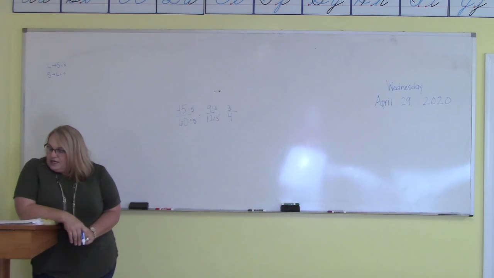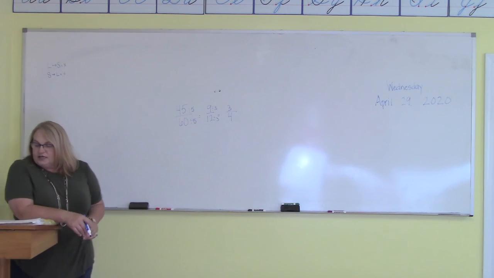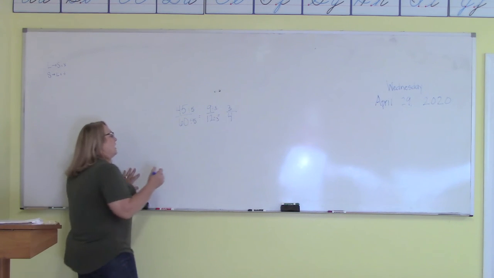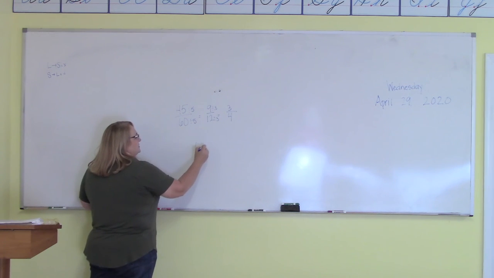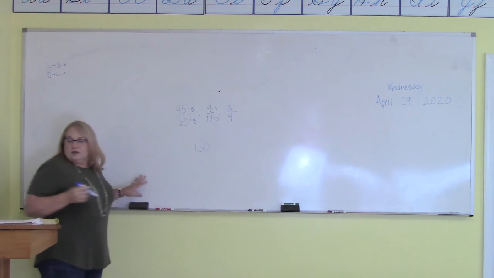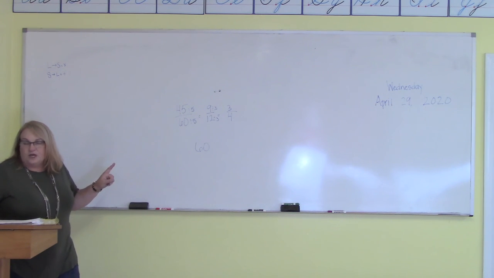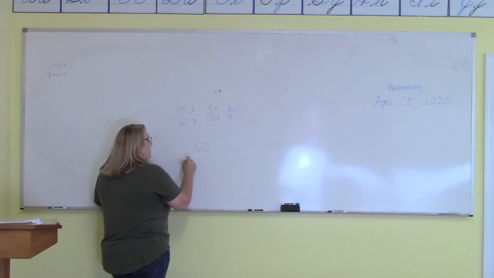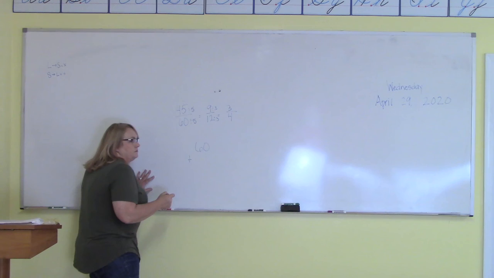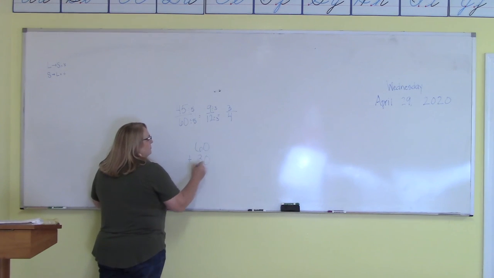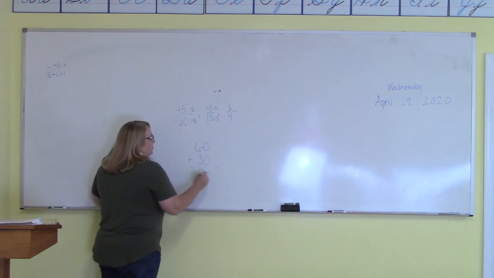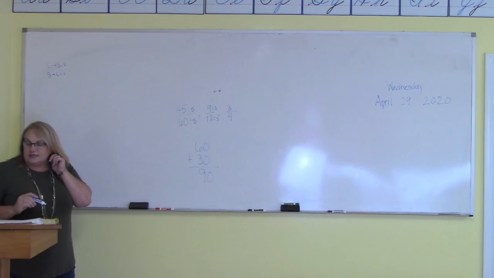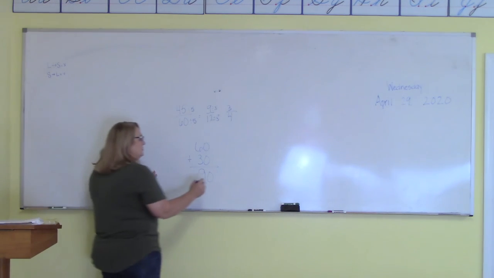B, Joseph played tennis with his big brother Andrew for 1.5 hours. How many minutes did they play together? How many minutes are in an hour? 60. So that's 1 hour. And then the half hour, how many minutes are in half an hour? What is half of 60? 30. So they played tennis for 90 minutes together. 90 minutes.